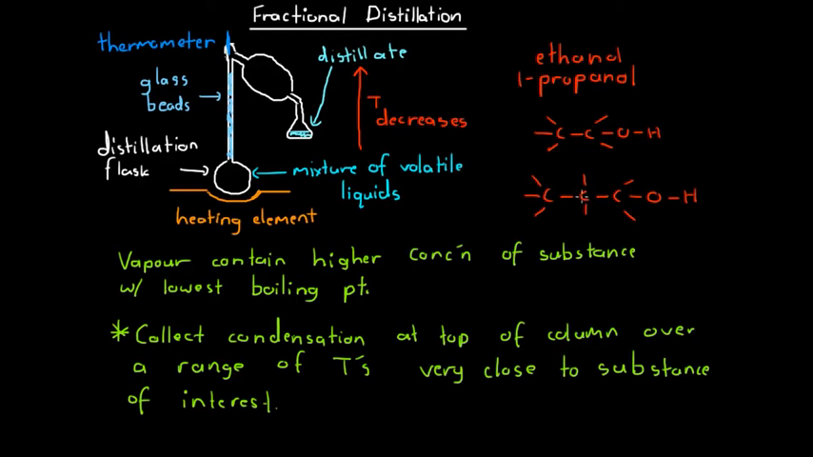And what that means is that it will have a lower boiling point. So propanol will be collected first, and after that we'll have ethanol being collected, because ethanol is more polar and therefore has stronger forces of attraction with other ethanol molecules, and therefore ethanol will stay as a liquid for longer as it's heated. So propanol will be collected first and ethanol will be collected second.